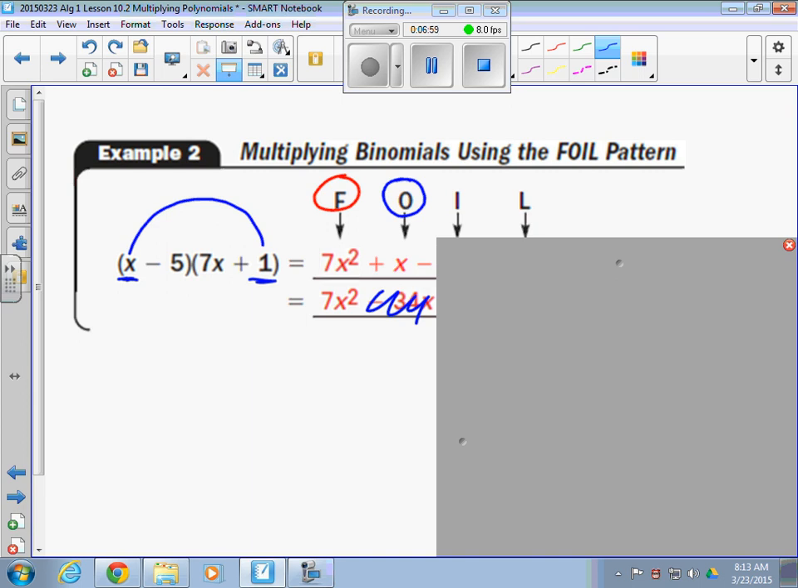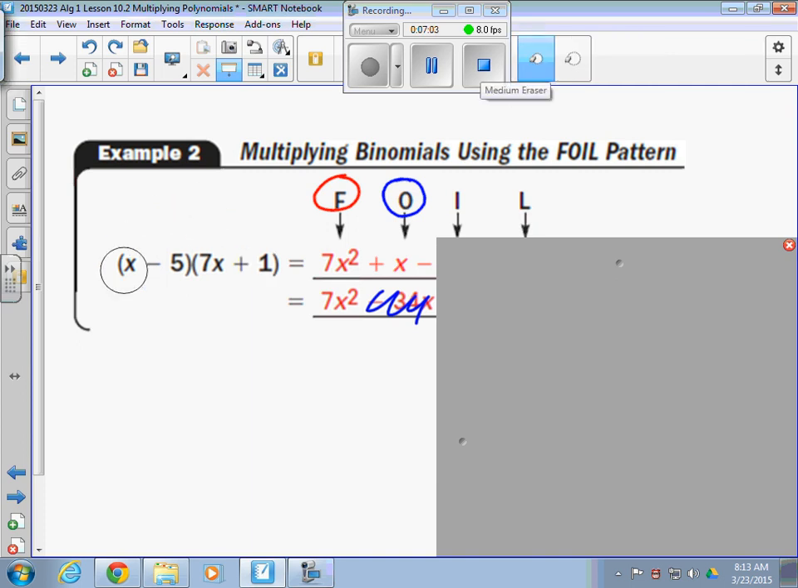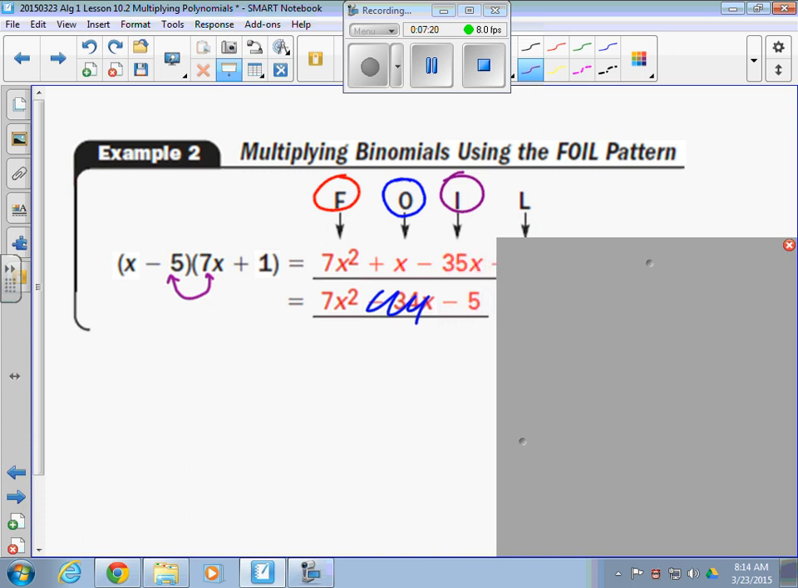The I stands for the innermost ones. So your I stands for inner. That's this one times this one. Those are the two that are closest to the middle or the inside. So negative 5 times 7x is going to be a positive times a negative, which gives you a negative 35x.